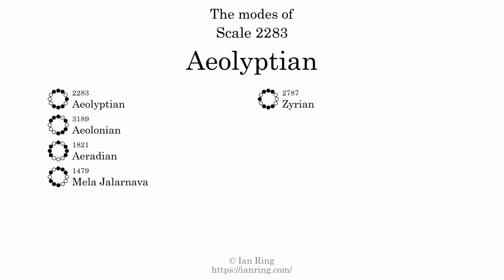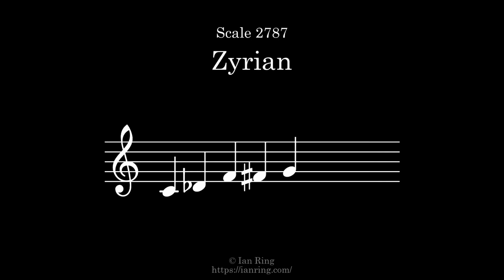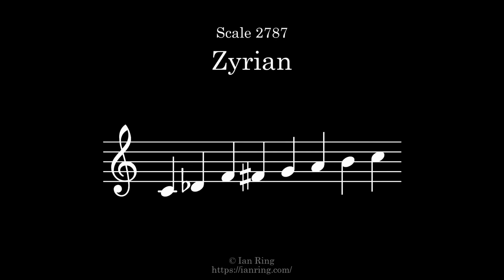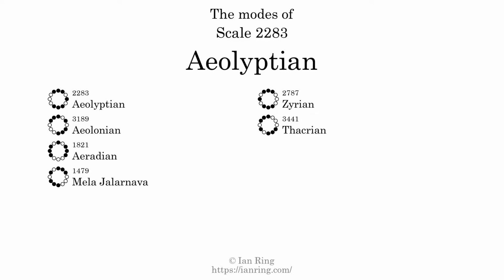The fifth mode is scale 2787, also known as Zirian. It sounds like this. The sixth mode is scale 3441, also known as Thackerayan. It sounds like this.